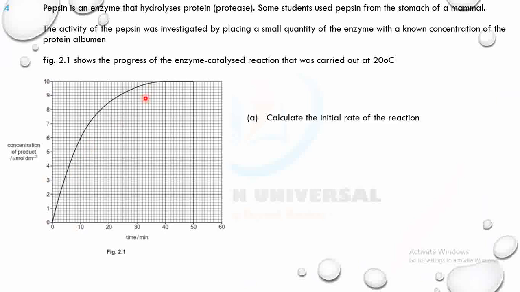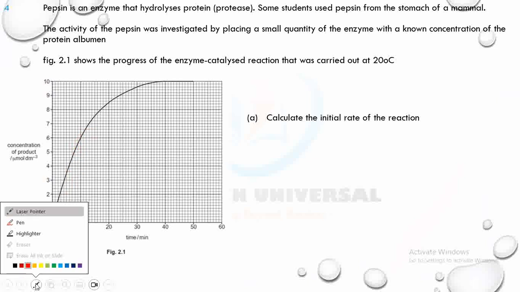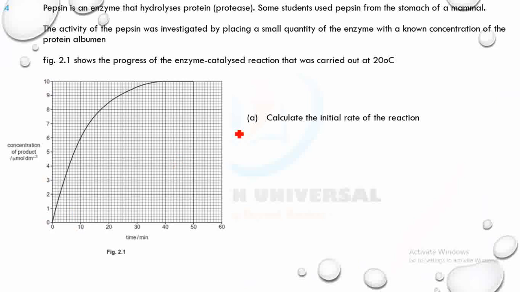So calculate the initial rate of reaction. I want you to calculate the initial rate of reaction. Pause the video. The initial rate of reaction is the reaction that gives us the steepest graph slope. So you can see that from here to here is steep. And don't forget that rate of reaction is equal to product formed over time.